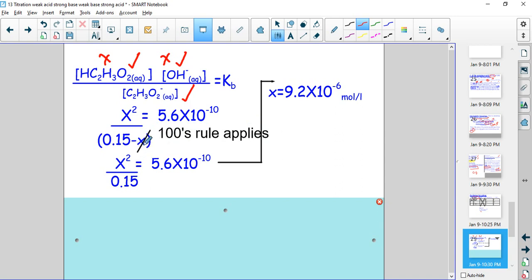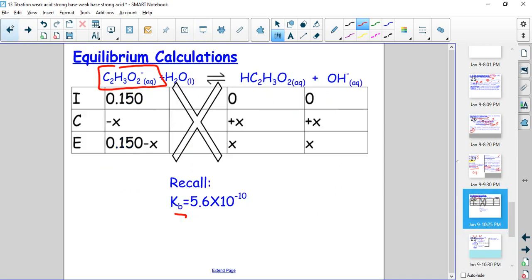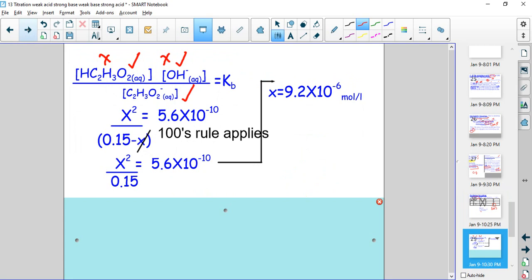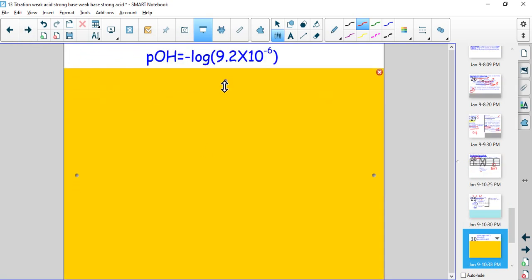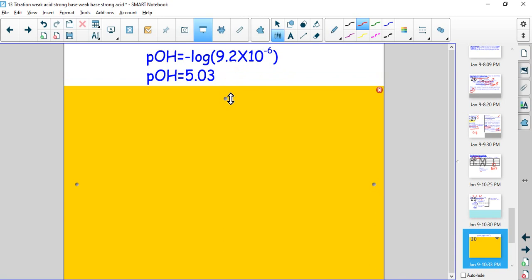Now, solve. Look here, we've eliminated that x. Now solve for x, cross multiply, square root, and we get x is equal to 9.2 times 10 to the minus 6. Now think about what this means. Going back to our ICE table, if we've solved for x, that means we have figured out the concentration of hydroxide ion, which is another big step closer to finding pH, because with pOH being the negative log of the concentration of hydroxide, we get 5.05.